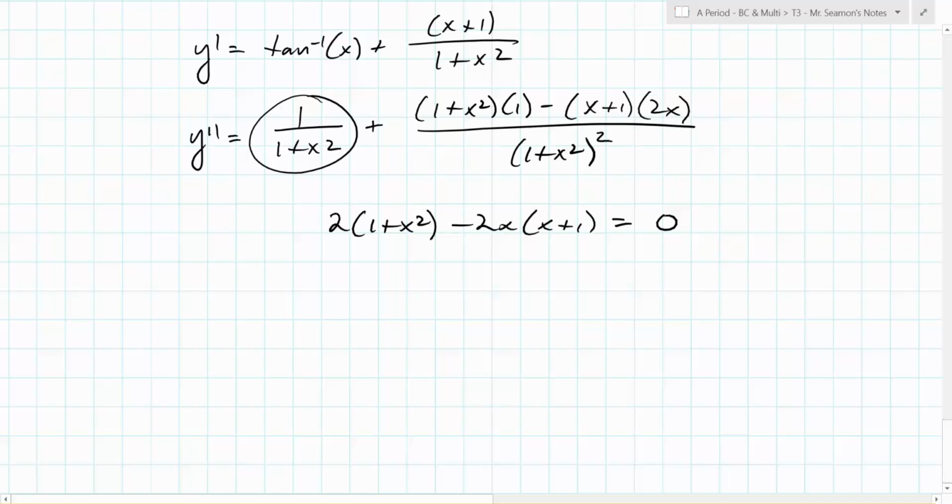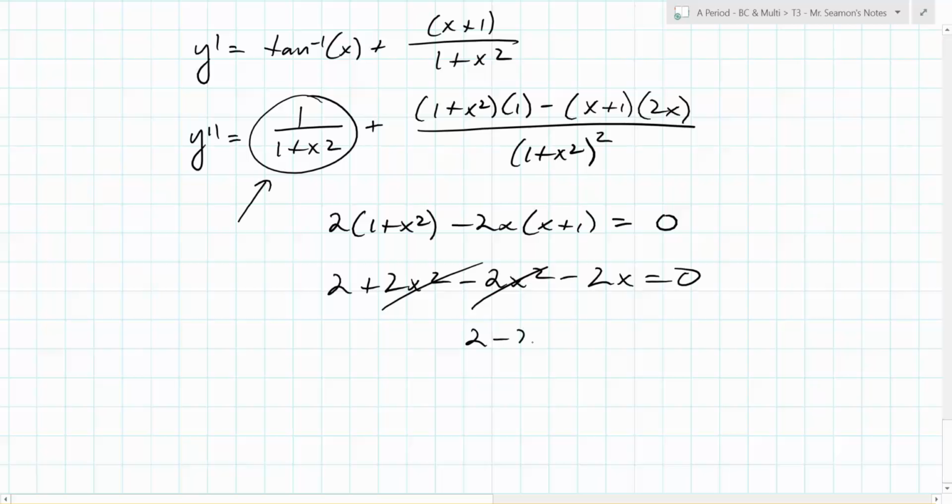Where did that 2 come from? Where did the 2 come from? That 2 times 1 plus x squared. You have to multiply this. I just skipped a step again, my bad. Okay. So you have 2 plus 2x squared minus 2x squared minus 2x equals 0, right? Is that correct? That goes away.